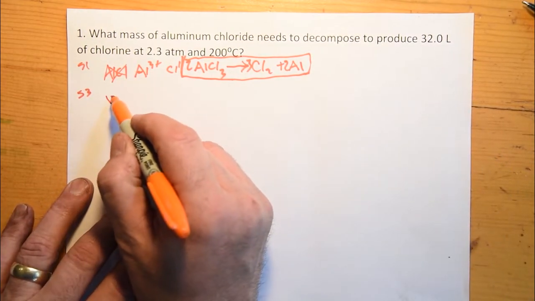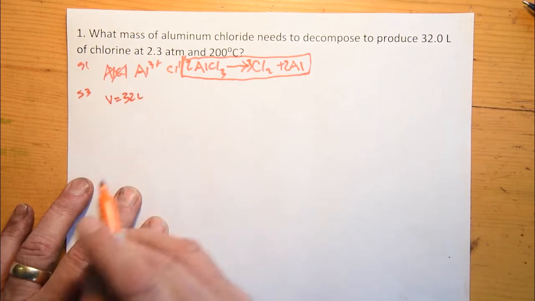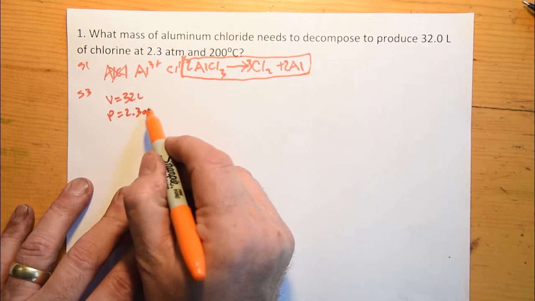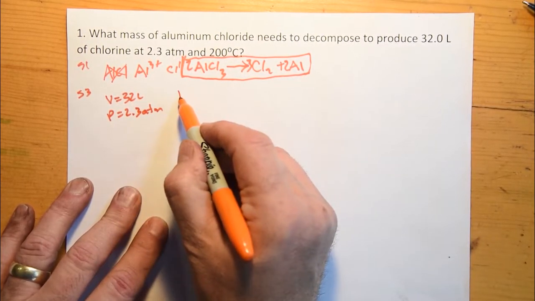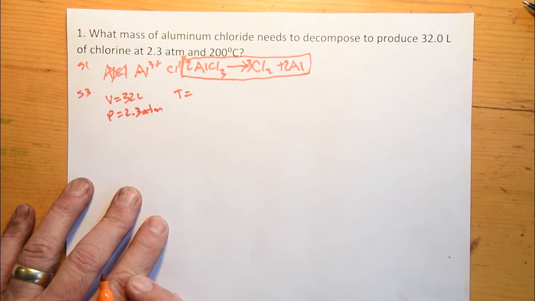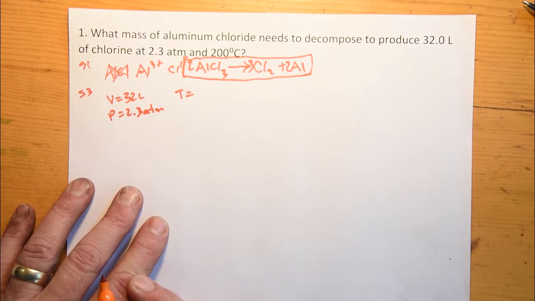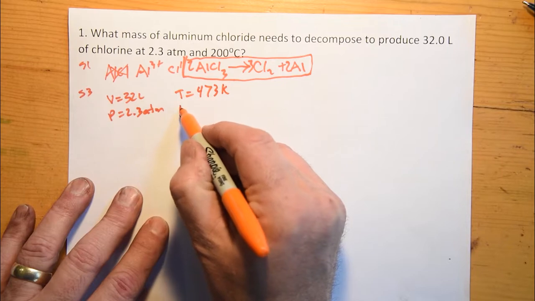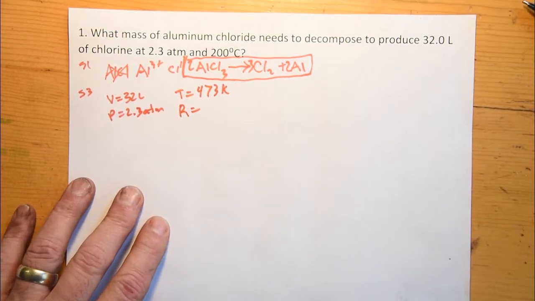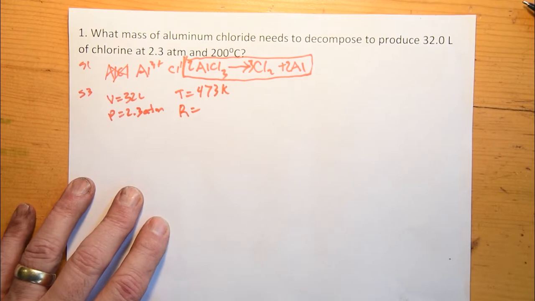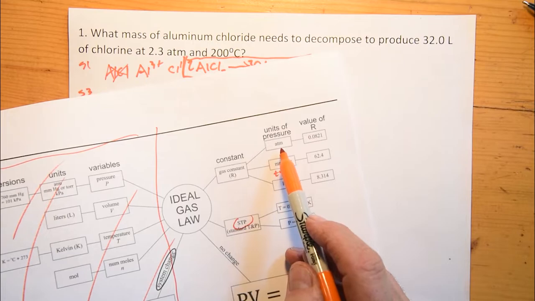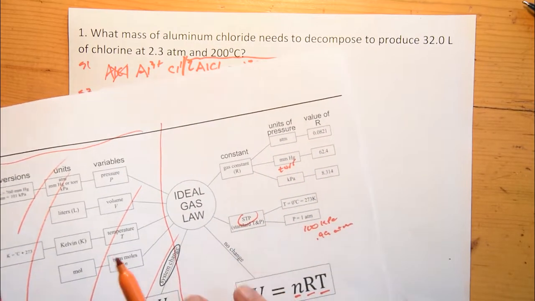And so we have this volume of chlorine at 32 liters. Okay. The pressure of the chlorine is at 2.3 atmospheres. Right? The temperature of the chlorine is at 200 Celsius, but you still have to do this Kelvin thing, right? That's not going away either. So it's 473 Kelvin. And I would put the R down there. It's not a variable, but it helps to keep it straight. In this case, our pressure is in atmospheres. So we're going to do a value of R 0.0821.